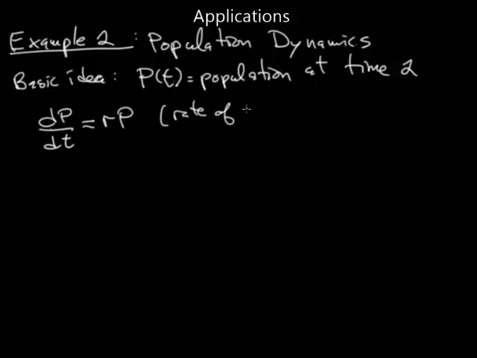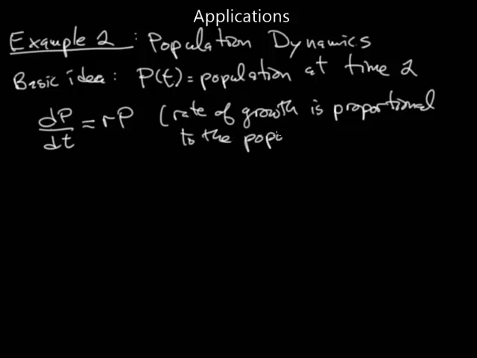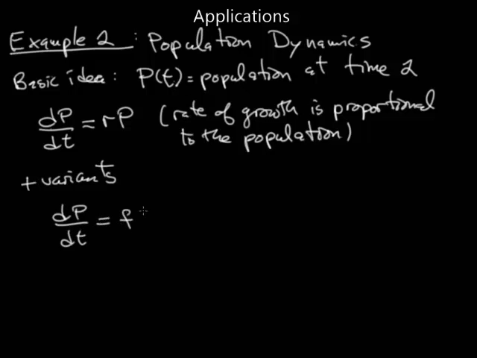Sort of basic population model is that the rate of change, the rate of growth of the population is proportional to the population. The bigger the population, the faster the growth. And the constant of proportionality, r, is something that you might need to figure out. And there are variants of this. Maybe it's not just a constant times p, but it's some function of p. Or maybe there's also a homogeneous term, g of t, and other similar related things.